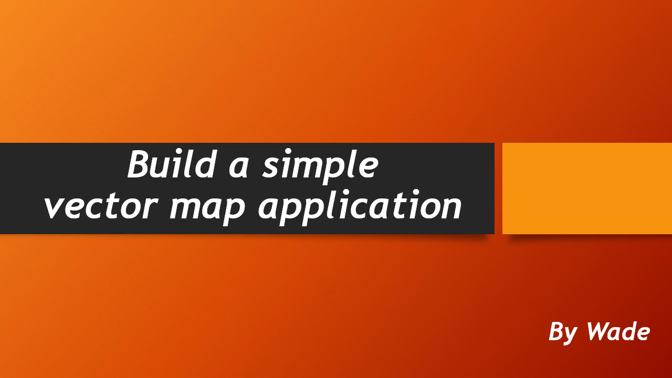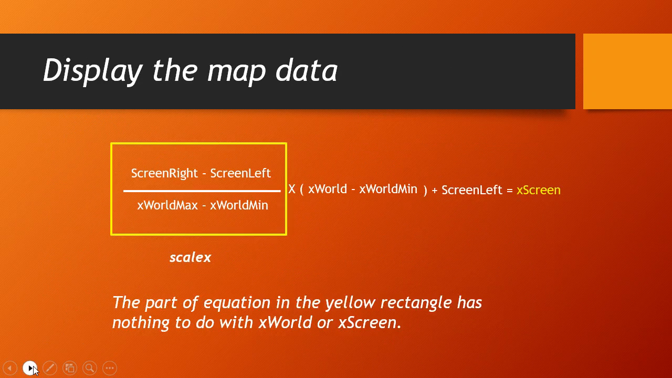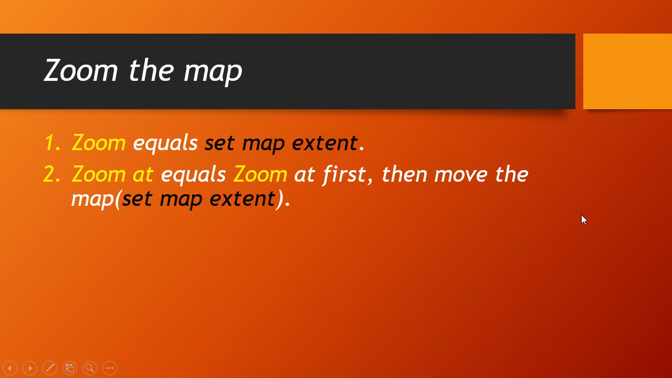Hello everyone. Let's continue our project to build a simple vector map application. So in this video, I'd like to talk about how to zoom the map. I'll show you that zooming the map equals setting a new map extent. And zooming at a particular point equals zooming the map at first, then moving the map, and moving the map also equals setting the map extent.